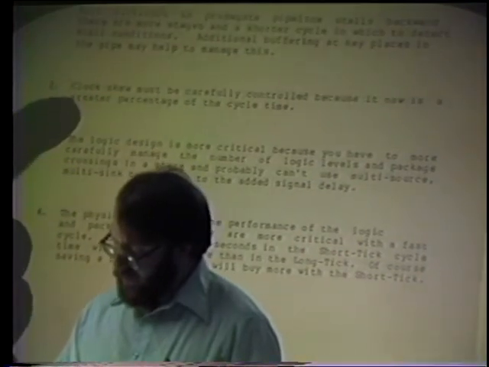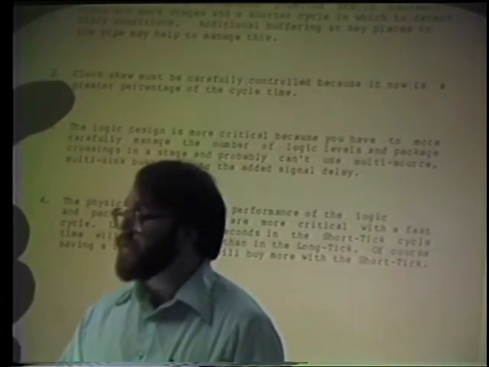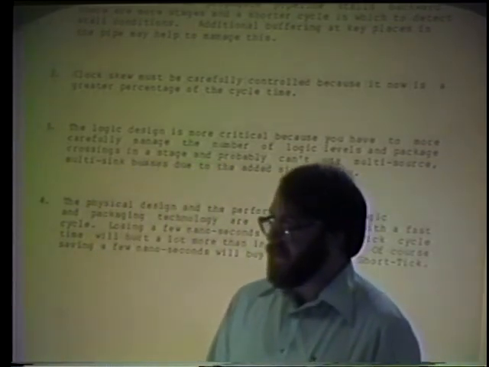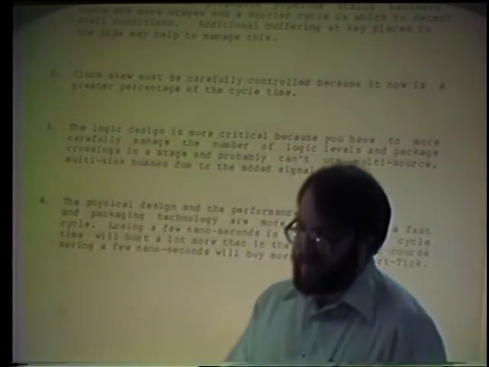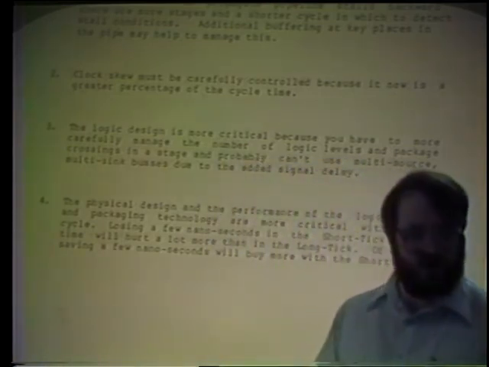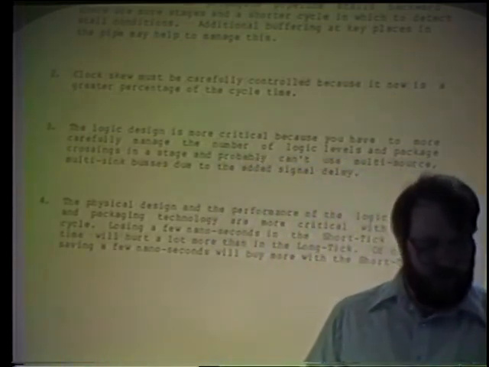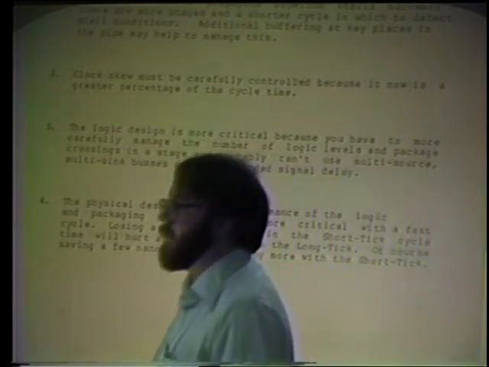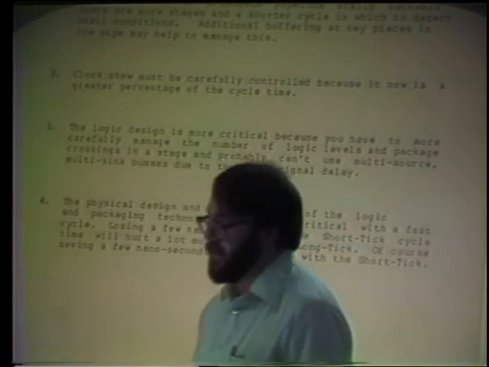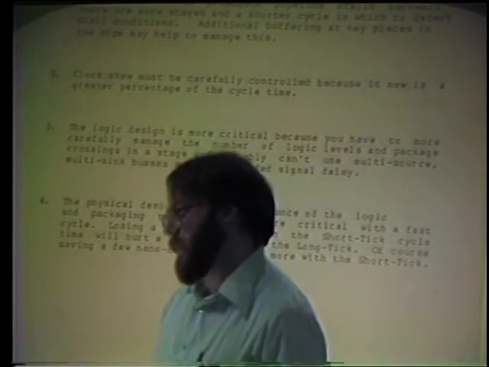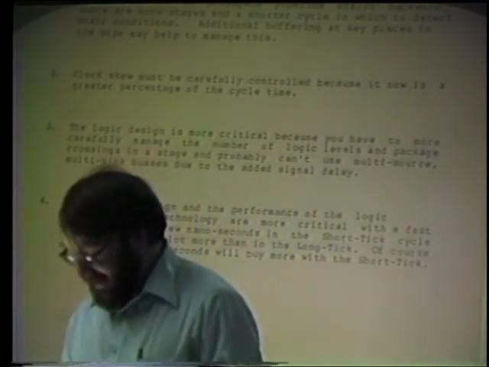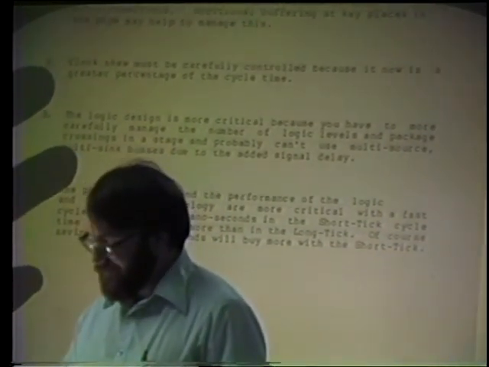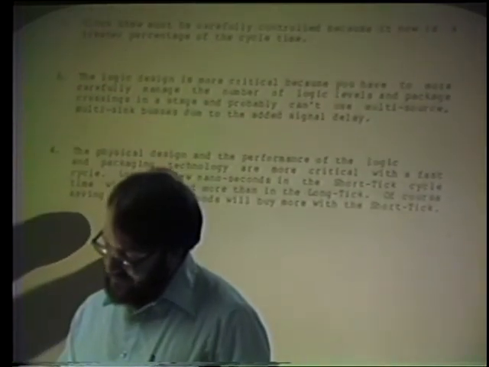Also, clock skew is more difficult to control here, or clock skew must be more carefully controlled than it is in the long tick. An example, I guess clock skew on Venus is something on the order of, I don't remember now, but it was something on the order of 5 to 10 nanoseconds or something. It was a fairly gross number. Now clearly, if you kept that same clock skew going to short tick, that's a very bad business, and that may be the hardest thing to manage more than anything else.